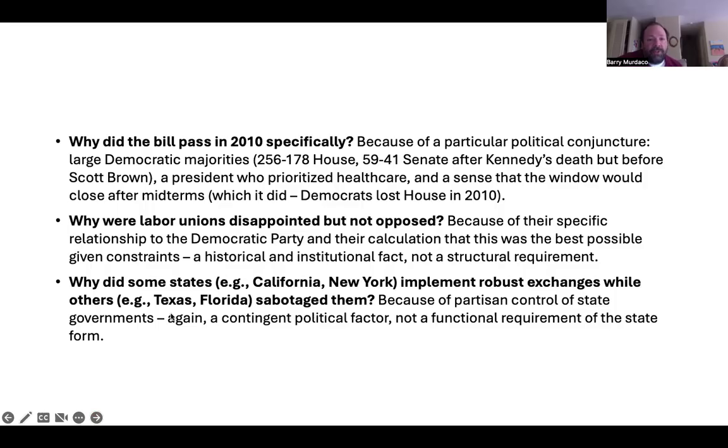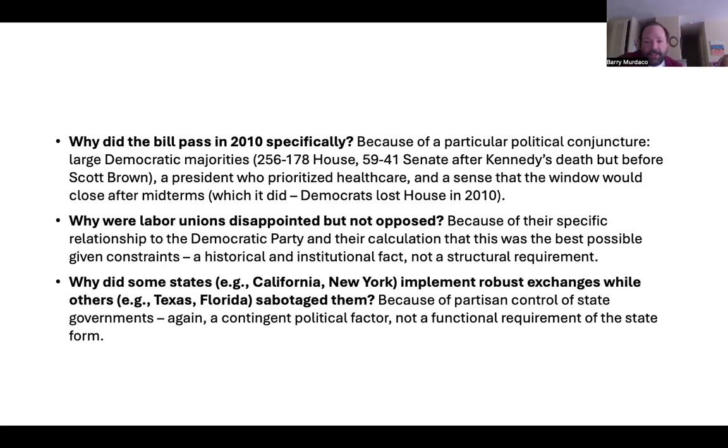Why were labor unions disappointed but not opposed? Well, frankly, you could argue that labor unions are too co-opted and brought into the establishment, and don't really play the oppositional role which they should play. But because of their specific relationship to the Democratic Party and their calculation that this was the best possible given constraints, it's a historical institutional fact, not a structural requirement.